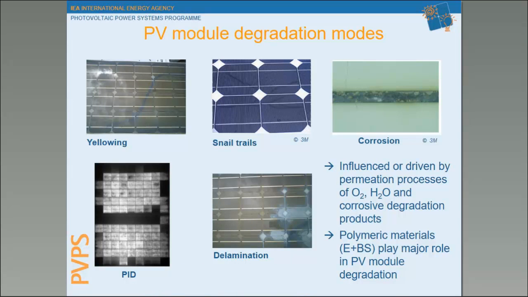So what do all of them have in common? All these processes are mainly influenced or driven by permeation processes of oxygen, water vapor, and corrosive degradation products. I will tell a little bit more about that in later pages. And the polymeric materials play a major role in PV module degradation. Especially the encapsulation material is the main driving factor for most of these degradation modes.